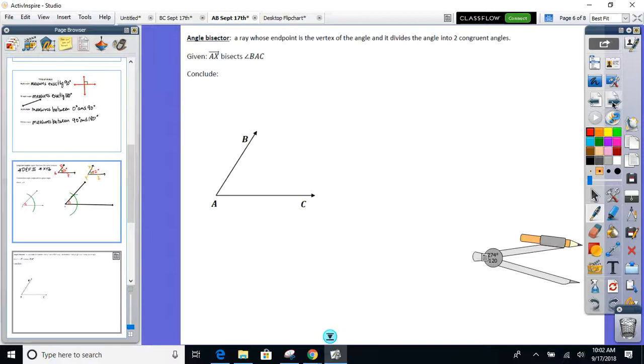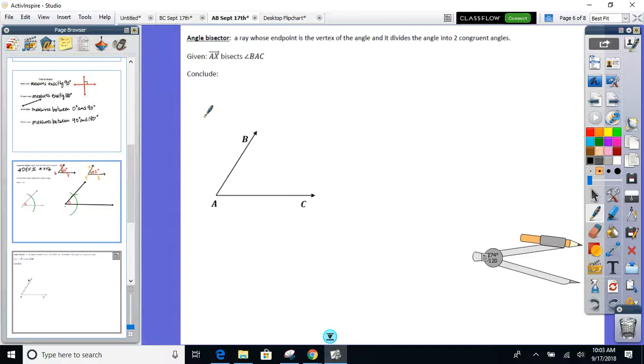Given, what's this telling me here? What's this symbol for? Ray AX bisects. Bisects again, cuts the angle into two congruent angles. Cuts angle BAC into two congruent angles. So sketch, draw right now, Ray AX on that angle. Go ahead, sketch Ray AX right now on that angle BAC. We're going to just make a ray that looks like it's going to cut it in half. No compass needed.